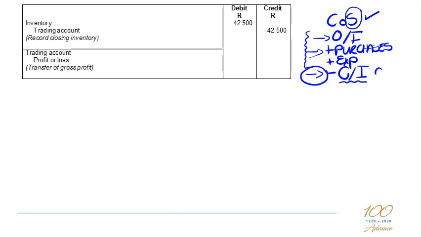Now the closing inventory again, I could only determine that by performing a physical stock take. So I saw this with my eyes, the closing inventory, and the closing inventory in this example was stated as 42,500. So if you counted inventory in your storeroom, that would be a positive in the asset account. So I debit the inventory account with the corresponding credit in the trading account.